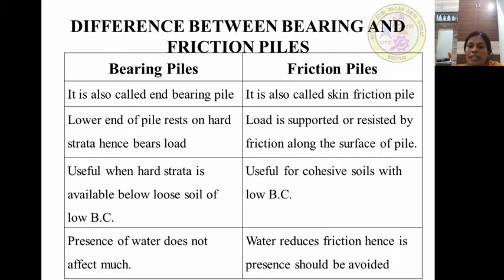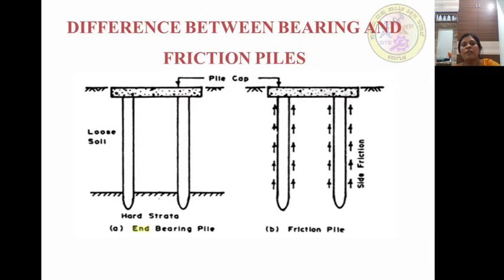Bearing piles can be provided if water is present in the soil because the presence of water does not affect the function of bearing piles, whereas friction piles cannot be provided in the presence of water because water reduces the friction developed on the surface. So friction piles should not be used in the presence of water. The next figure shows the difference: the first one shows the end bearing pile, and the second shows the friction pile.